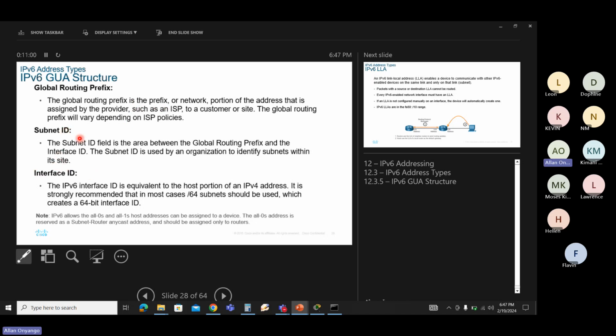The interface ID, before I talk about the subnet ID, is equivalent to which portion of IPv4? Host portion, okay? It's equivalent to the host portion. In most cases, it's given as /64. And then the subnet ID is the newly introduced portion. This is where we do subnetting for IPv6, and we are going to see how that is actually done. I don't want to feed you so much. I want to take it one day at a time.